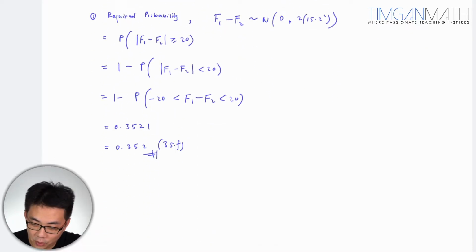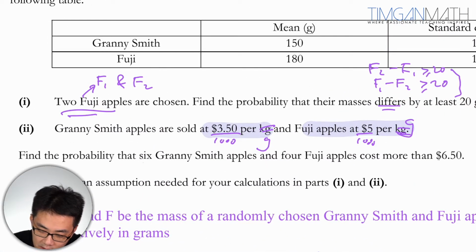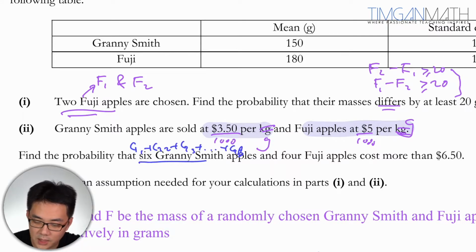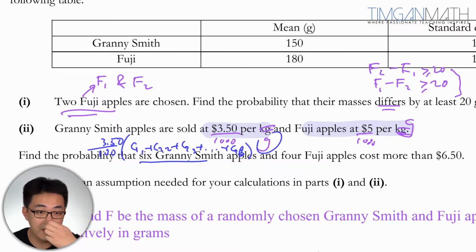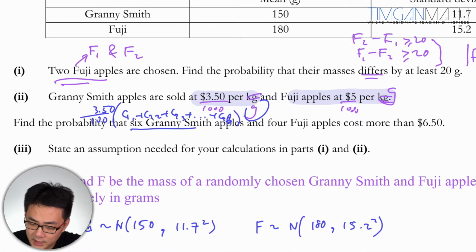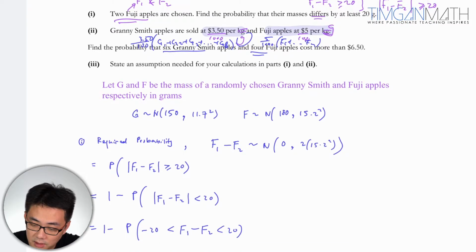Okay, now for taking 6 Granny Smith, it's G1 plus G2 plus G3 all the way to G6, right? And this will be multiplied with 350 over 1000 because this is in grams. Okay, the G1 to G6 are all in grams. The last one will be 5 over 1000, you just take F1 all the way to F4. Okay, so that is the cost. So find the probability that the cost is more than 650.